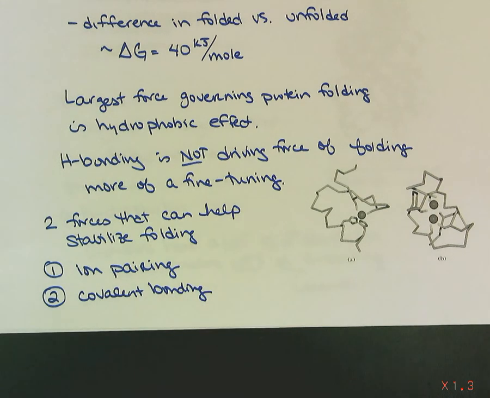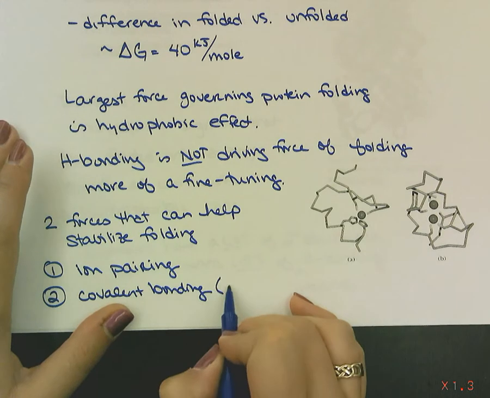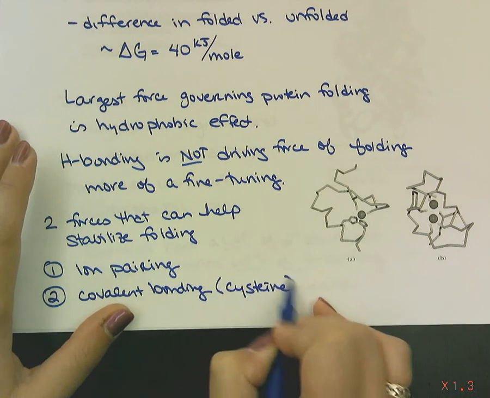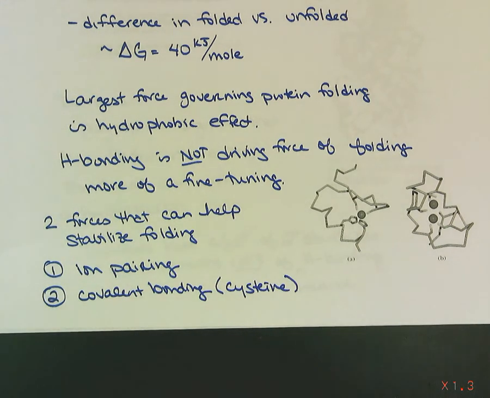They tend to be close to each other in the final structure. And second, covalent bonding. In special cases, amino acids can covalently bond with each other. Does anyone know the amino acid that likes to bond to itself? Cysteine. Cysteine can make a bond with another cysteine, a disulfide bridge. We'll look at some examples of that coming up.